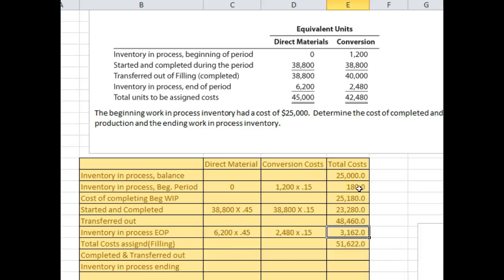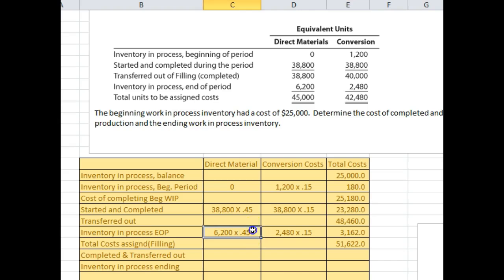Okay, so let's kind of recap here. We had 25,000 to begin with. We added 180 in conversion costs, which gives us a total cost to finish the beginning inventory of 25,180. We started and completed 38,800. So we're going to multiply that times the cost for direct materials and times the cost for conversion costs. It comes to 23,280. If you add those two together, this is how much we transferred out. We transferred out that beginning inventory, and we transferred out what we started and completed.